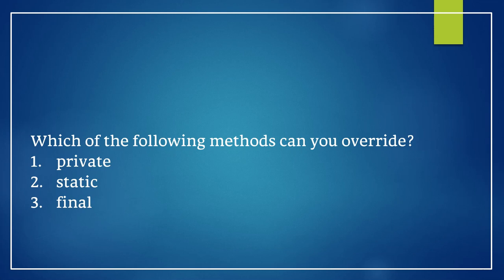Which of the following methods can you override? Private, static, final. So actually the answer is none of these can be overridden. A private method cannot even be derived in the subclass, so you cannot override it. A static method would mean it's without an object, so there is no point overriding it. Final means that's the final implementation, so you cannot override it in the child class.